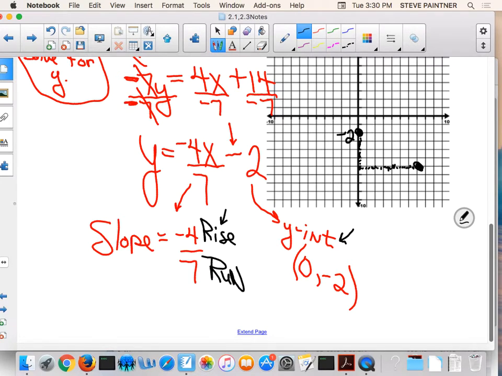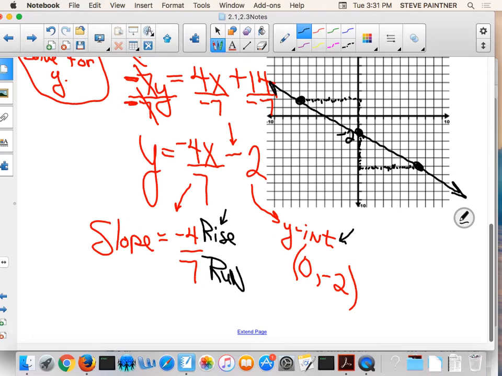Okay, so your line is going down. And why does it go down? Because the slope is negative. Now remember, if you want the other side of the line, reverse your direction. Instead of down 4, right 7, let's go up 4. Let's go 1, 2, 3, 4, 5, 6, 7. I think I went 7. 1, 2, 3, 4, 5. Yes, I did. There it is.